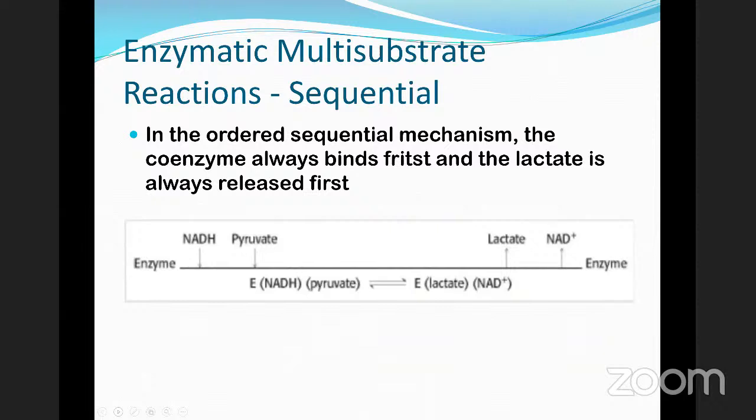Okay. So in the ordered sequential mechanism, coenzyme always binds first and the lactate is always released first. So your enzyme, your NADH, pyruvate. Your lactate is released as your coenzyme binds, and then NAD plus, and then your enzyme goes away to look for another substrate to catalyze.